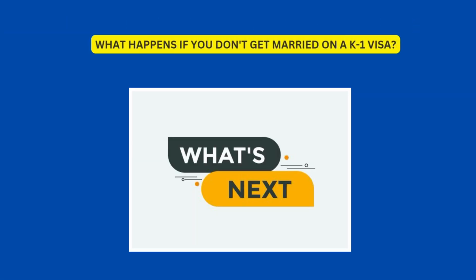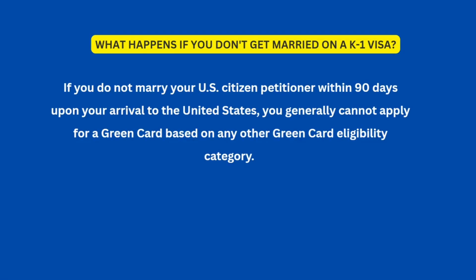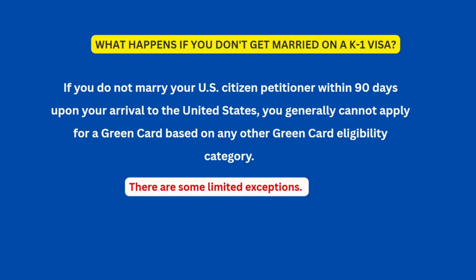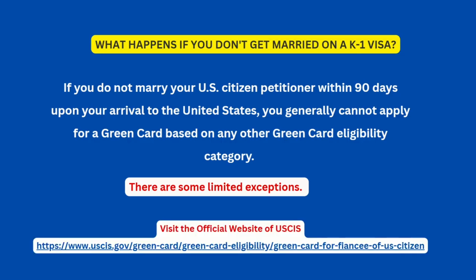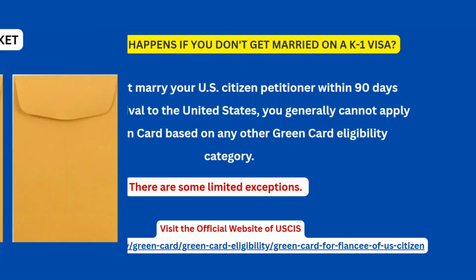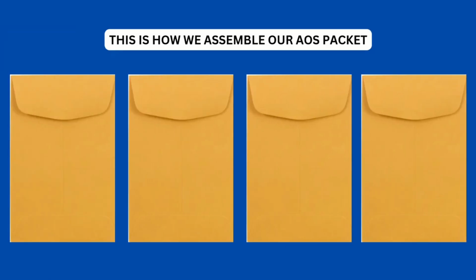Now, what happens if you do not get married on a K-1 visa? I know some cases are like that. If you do not marry your U.S. citizen petitioner within 90 days upon your arrival to the United States, you generally cannot apply for a green card based on any other green card eligibility category. But there are limited exemptions, so for more information, you can visit www.uscis.gov.